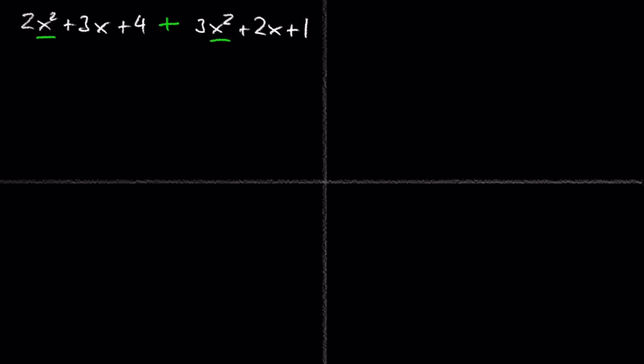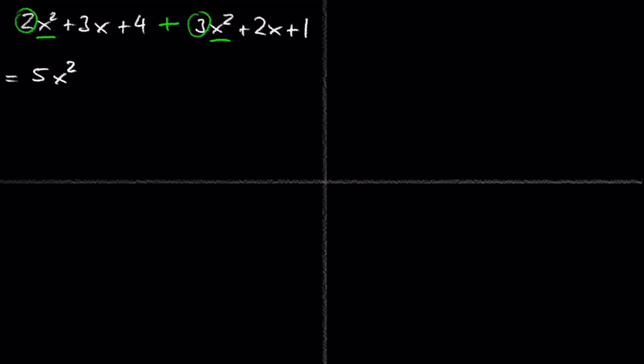We see that the terms 2x squared and 3x squared have the same variable x, which is raised to the same power too. So we can add 2x squared and 3x squared, which means we add the coefficients 2 and 3, which is 5, and we keep the x squared.